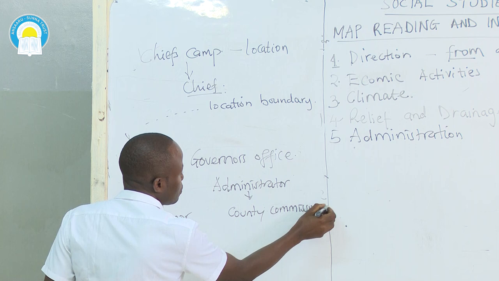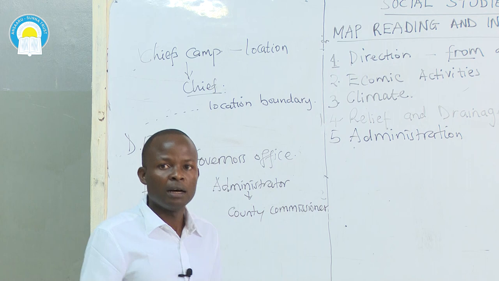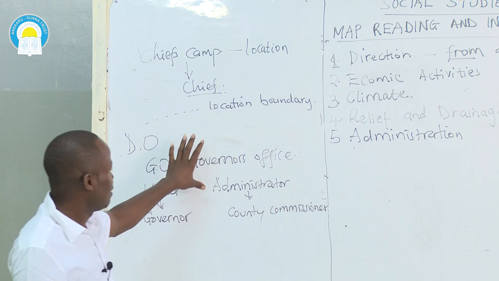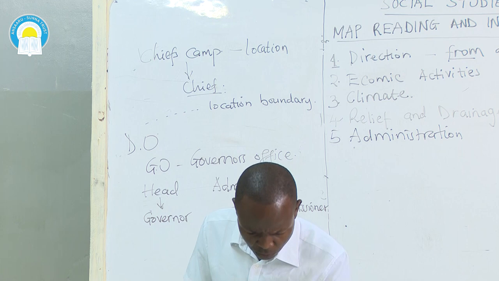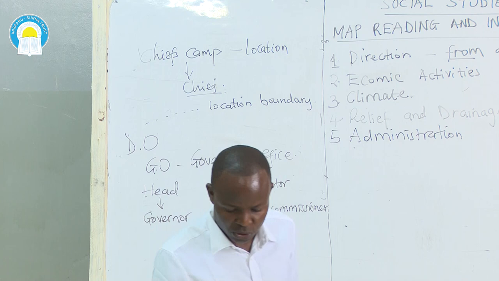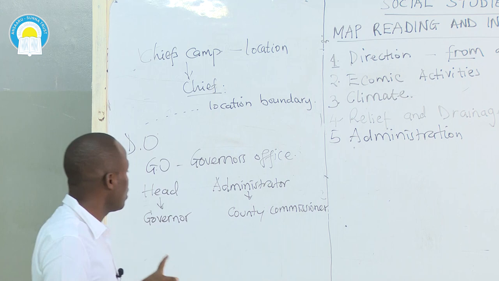County commissioner. We talk of county commissioner. The head of a county, governor. When you are asked about the chief administrator, it is the county commissioner. Then we also have sublocation. The one in charge of a sublocation is the assistant chief. Then the last one, there is also another question that you are normally asked. Note this.